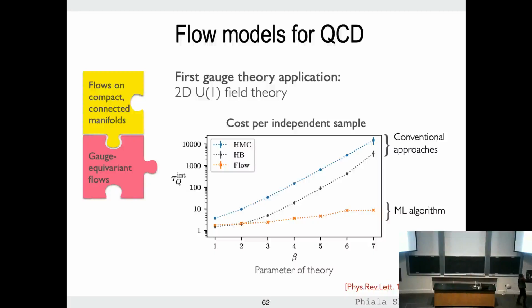And this is changing the parameter of this theory in the direction where conventional algorithms struggle. As you can see, these are conventional sampling algorithms. You can see they get exponentially more expensive moving to the right. This is the machine learning algorithm based on flow models. You can see it stays fairly flat left to right. And on the right-hand side, you have orders of magnitude more efficient sampling. Okay, so this can work, toy model.